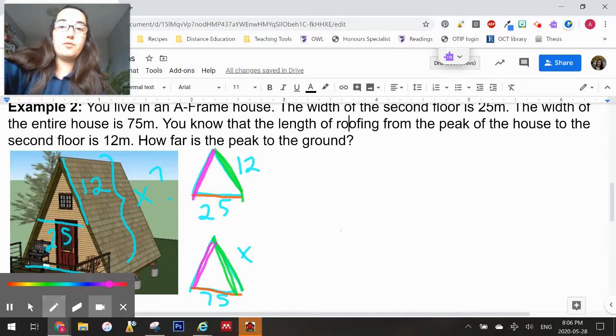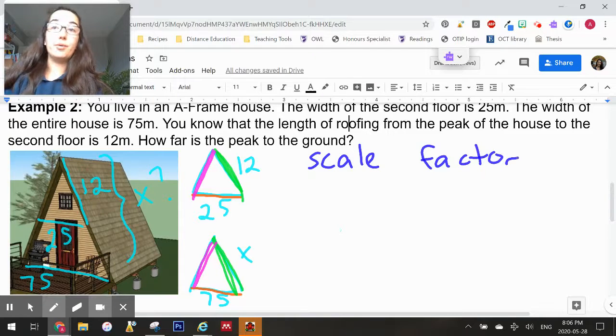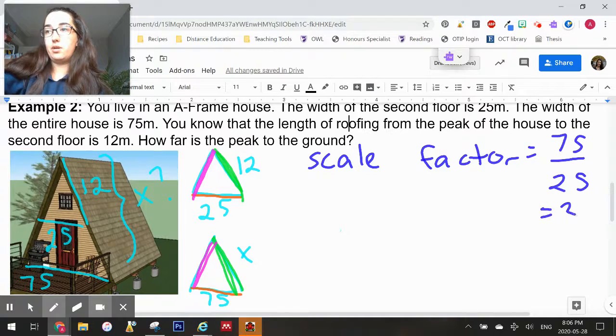I now need to find my scale factor. The only information that I have for both triangles is the bottom level. So I have 75 and 25. I'm going to do 75 divided by 25, which is just 3. So my scale factor is 3.